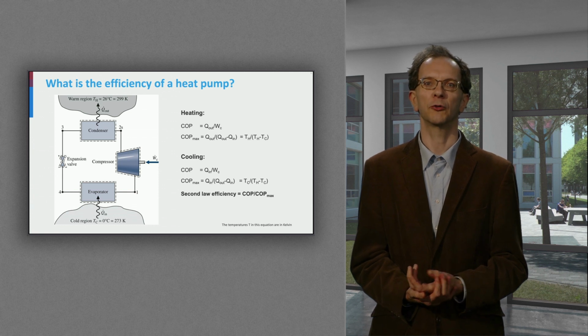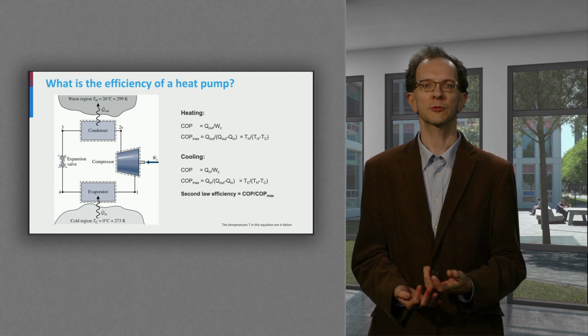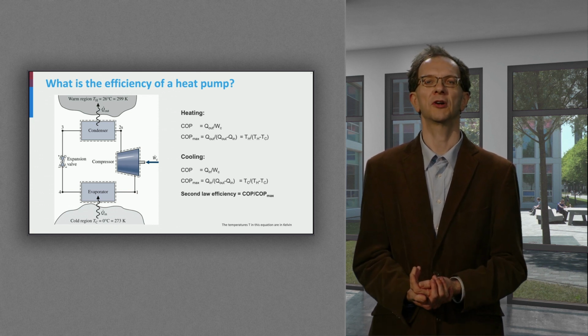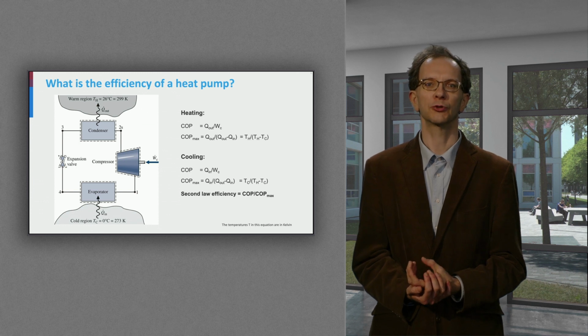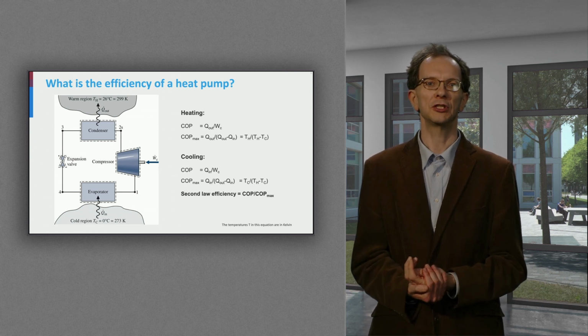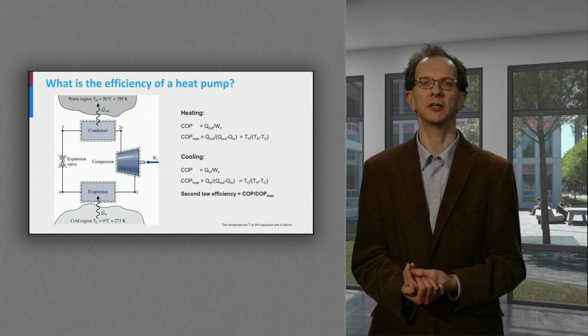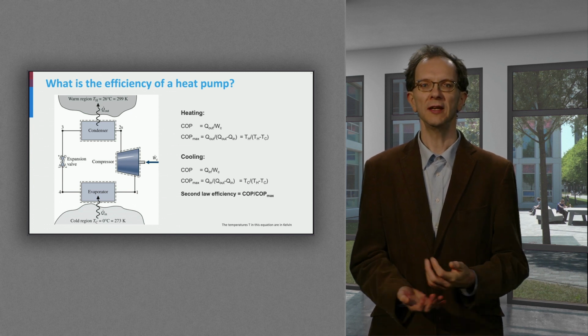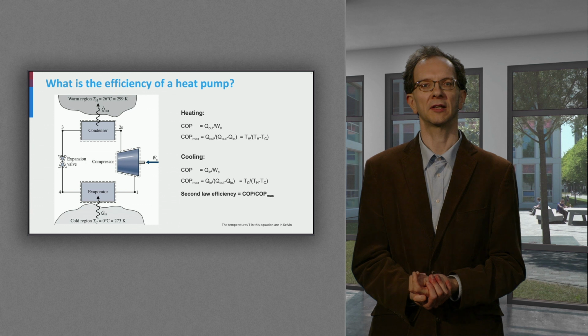From the second law of thermodynamics, we can show that the maximum possible efficiency of this cycle only depends on the temperatures of the reservoirs in Kelvin, and that this equals COP max equals Q out divided by Q out minus Q in equals T hot divided by T hot minus T cold. Please note that the temperatures T in this equation are in Kelvin and not in Celsius or Fahrenheit. This is the so-called Carnot efficiency, and we are unable to do any better than this.